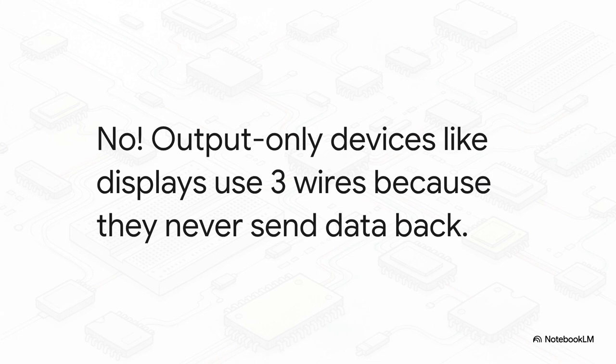Let's think about an LED screen for a second. Your microcontroller needs to blast a ton of pixel data over to that display using the MOSI line. But the display never really needs to send any data back to the microcontroller. So for output-only devices like that, manufacturers will often just drop the MISO wire entirely to save on manufacturing costs and free up pins. So a 3-wire SPI setup is completely valid and actually super common out in the wild.